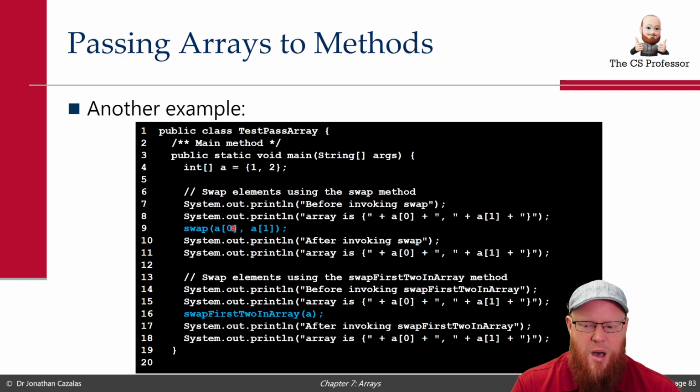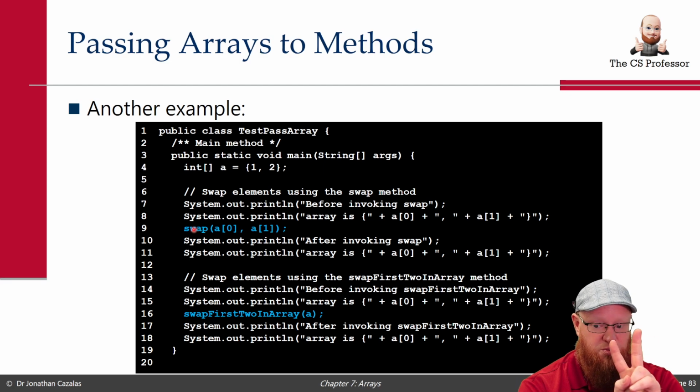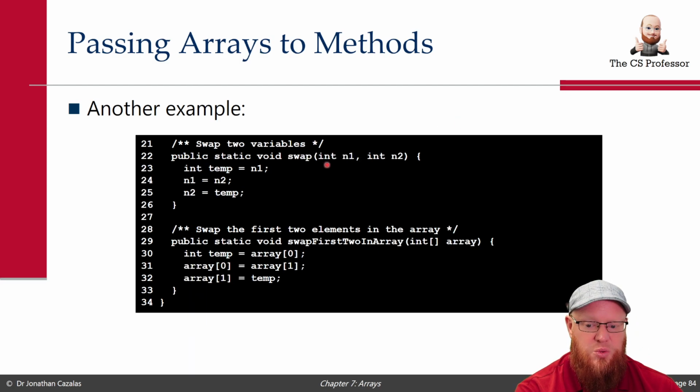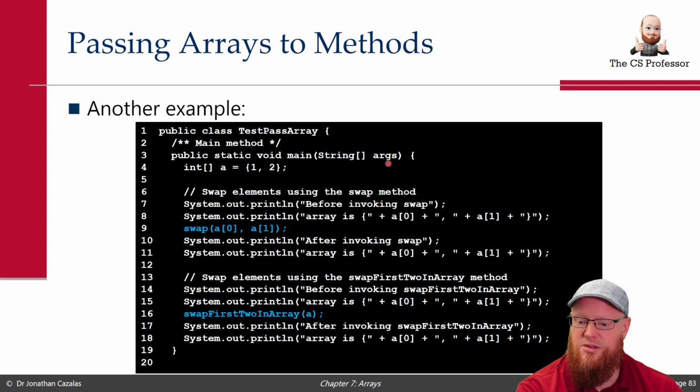Then I call swap, and what do I send to the swap method? Notice this is the swap method, which takes 2 parameters. Each of those parameters should be an individual integer. Well, sure enough, what am I sending? I'm sending the integer at index 0, which is the 1. And the second parameter is I'm sending the integer at index 1, which is the 2. I've sent over those two values.